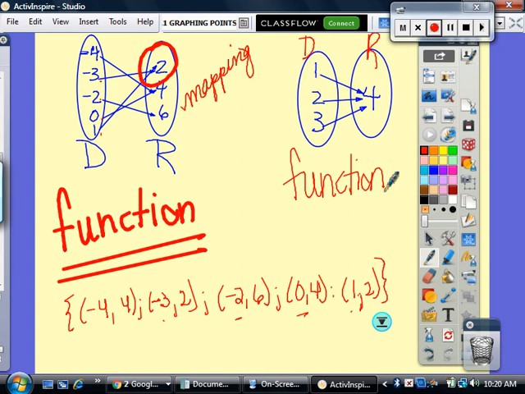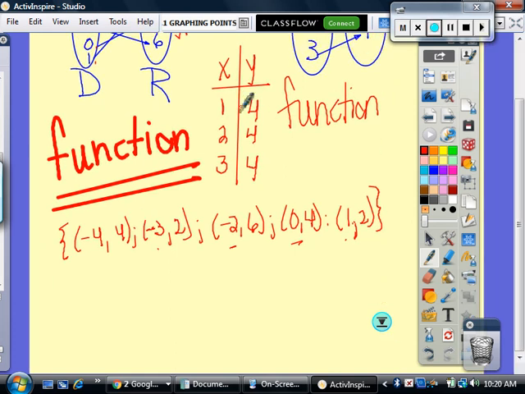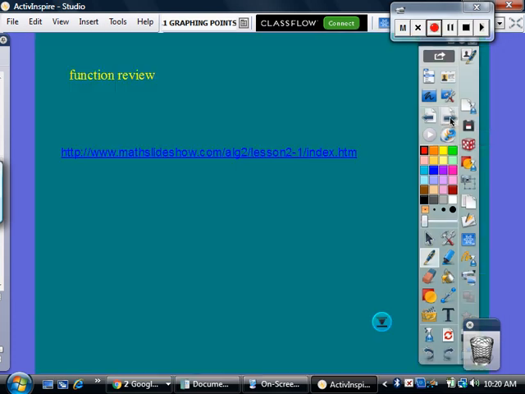So sets and tables and graphs are easy. I'll do this one as a table. I've got the x's here, the y's here. 1, 2, 3 are the x's. Each of the y's happens to be a 4, but it doesn't matter about the y's. I'm just simply looking at the x's and I'm saying, do each of these x's occur one time, individually, distinctly, just one time? Yes, yes. And so that's an example of a function.